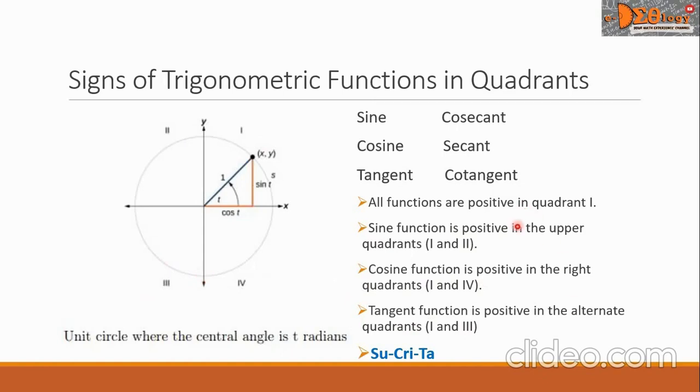We can easily memorize these principles by remembering this simple word, Sukrita. The SU is for the sine function, S is for sine, and the U is for upper quadrants. The U is the first letter of the word upper. Next is the CRI. The C is for the cosine, and the RI are the first two letters of the word right, which denotes right quadrants. And last is the TA. The capital T represents the tangent, and the A is the first letter of the word alternate. Sukrita. Remember the word.